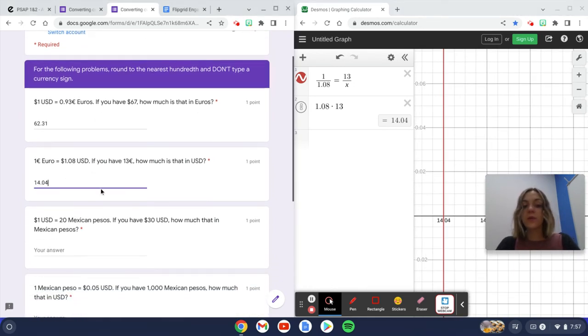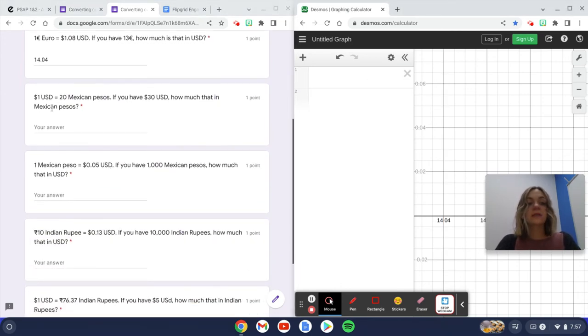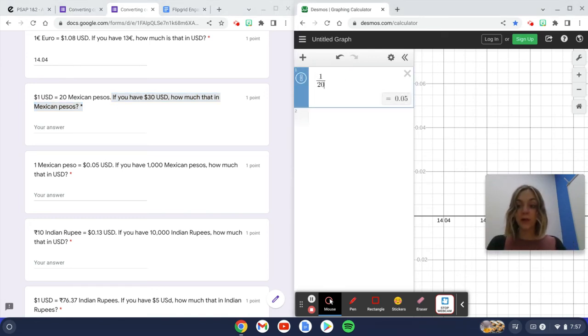Let's do another one together. So I'm clearing out of Desmos. This says if 1 US dollar equals about 20 Mexican pesos, how much would you have in pesos if you have 30 US dollars? So the question is, if you have 30 US dollars, how much is that in pesos? So I'm going to take 1 US dollar and put it over my pesos. This is what they're giving me. It's the conversion rate, equals.